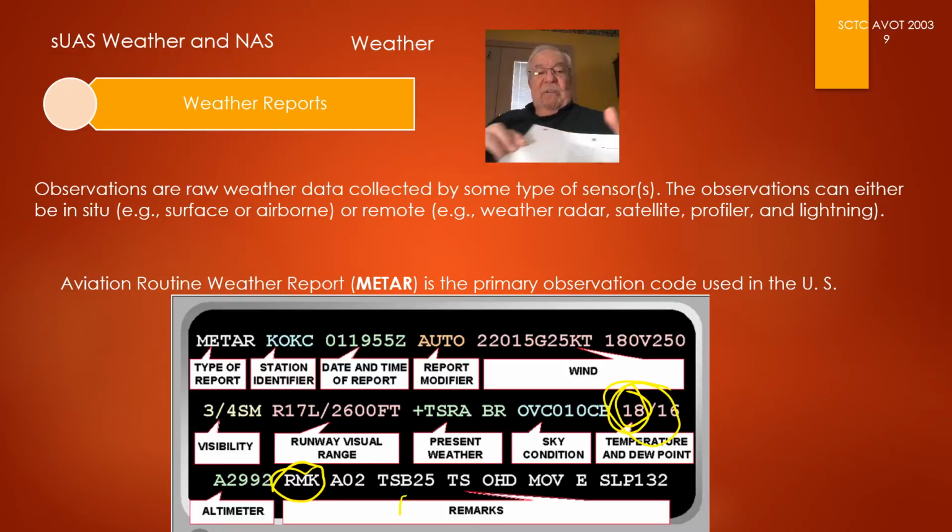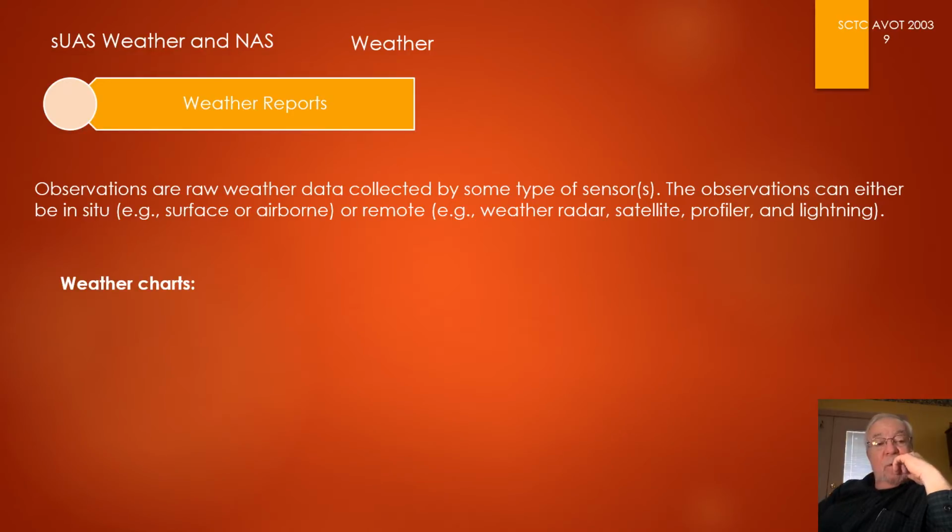Observations are simply raw data reports, and the METAR is the primary observation code used, especially in the United States. We have weather charts that will depict the actual weather at the observation time. They'll take all these reports together, and the weather forecasters, I call them, just the professional weather people, will put it together into a chart so that you'll be able to reference it.